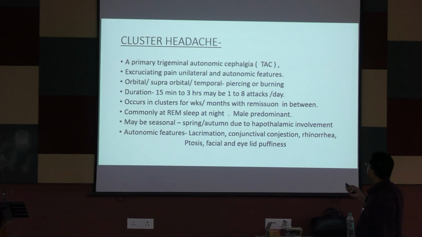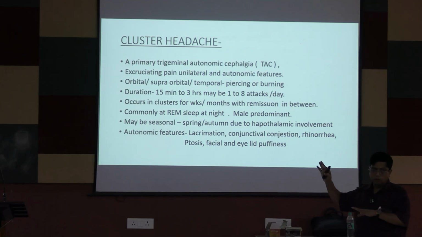It is orbital, supraorbital or temporal, piercing or burning, duration 15 minutes to 3 hours, with maybe 1 to 8 attacks in a day. There are several attacks in a day. It occurs in clusters, over weeks or months, with remission in between. So the patient has a cluster of headache. When it starts, it goes for 5 days, 7 days, then it goes off. Then after 3 months, again they have the attack for 5 days, 7 days. It comes in clusters. That is called cluster headache. Maybe seasonal, in spring and autumn. I have already told you there is some hypothalamic involvement, because PET can show increased activity in the hypothalamus.